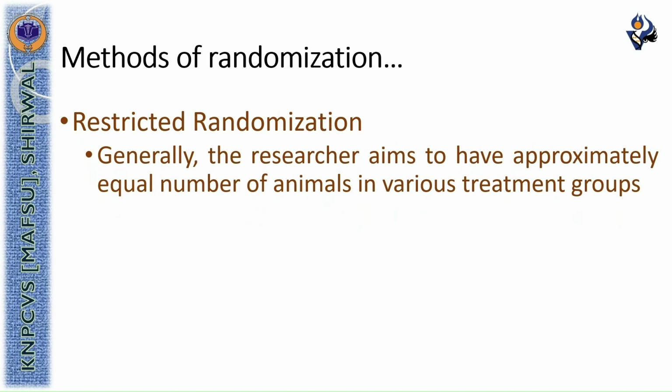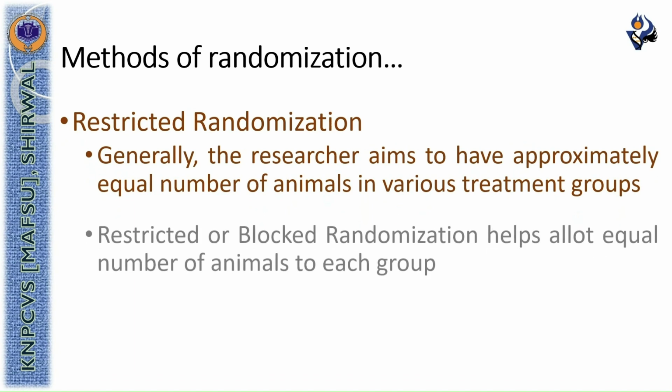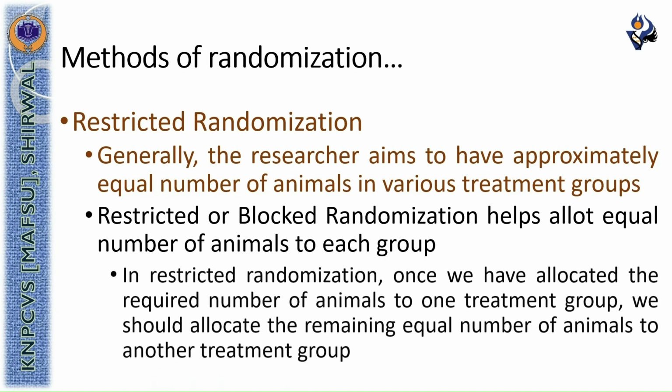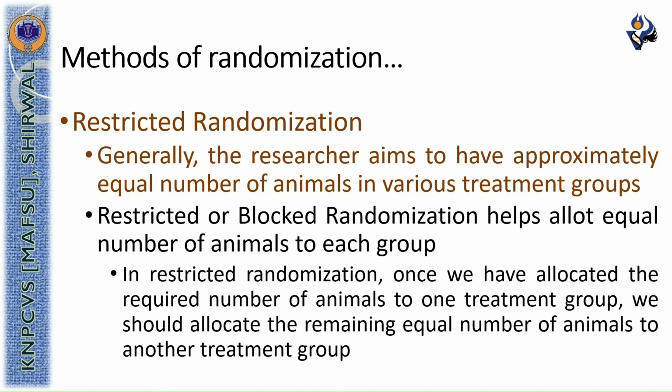Generally, a researcher aims to have approximately equal number of animals in various treatment groups. The restricted or blocked randomization helps allotment of equal number of animals to each group. In case of restricted randomization, once we have allocated the required number of animals to one treatment group, we should allocate the remaining equal number of animals to the other treatment groups.